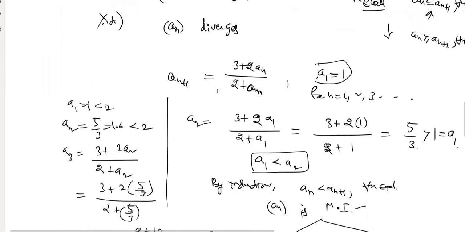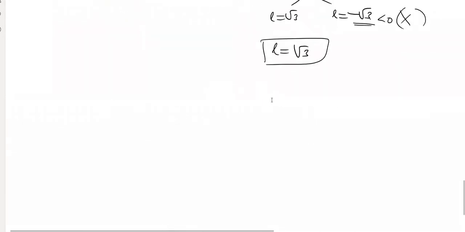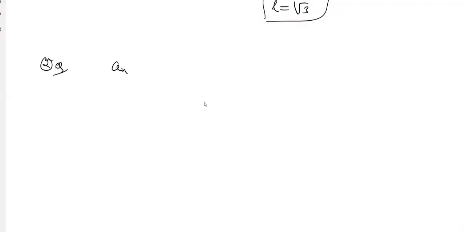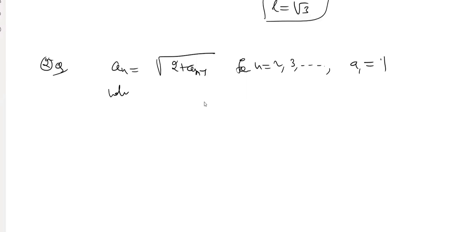Right? So this is also a nice problem, right? Suppose you take a second example. Suppose my sequence An is given by 2 plus A(n minus 1) for n equal to 2, 3, like this, and A1 is equal to 1. So which of the following is true?